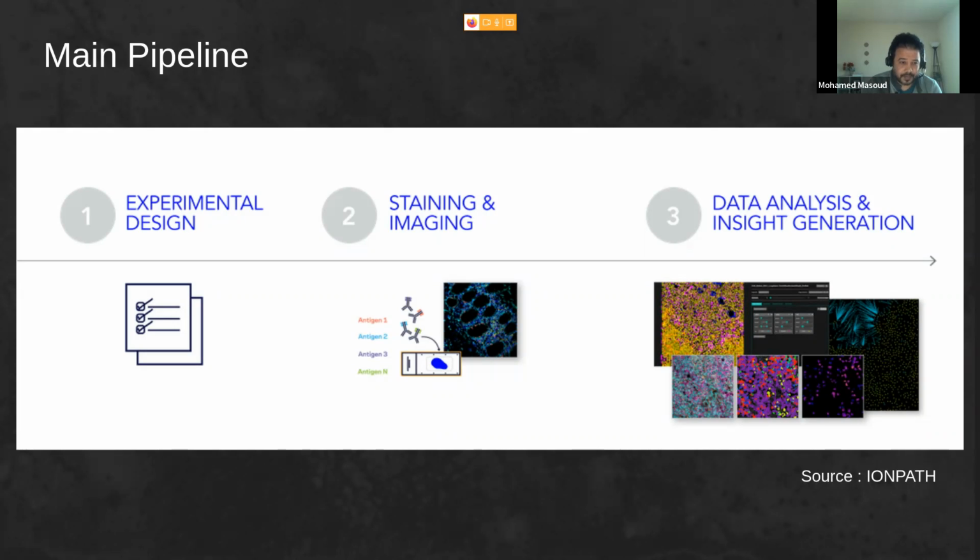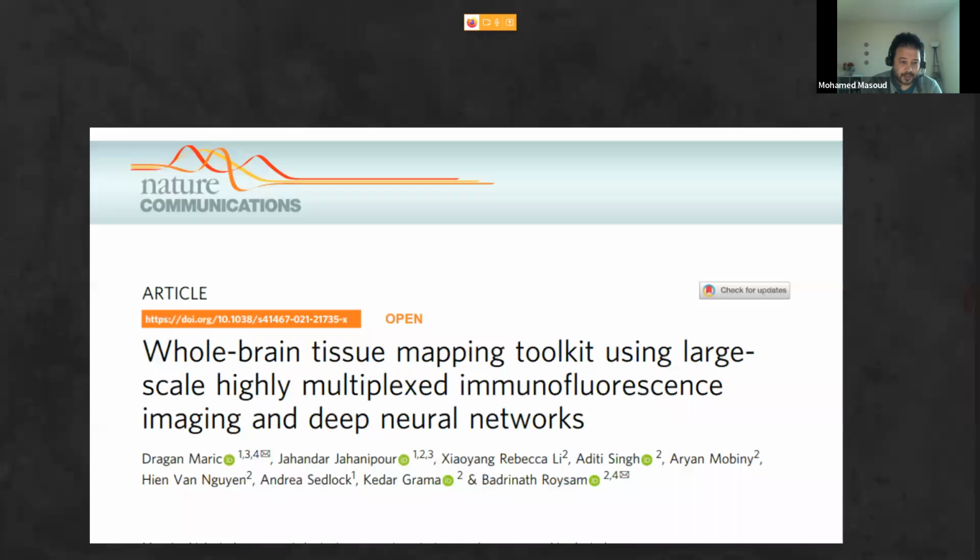So our case study today will be a paper published in Nature Communications, which is Whole Brain Tissue Mapping Toolkit Using Large-Scale, Highly Multiplexed Immunofluorescence Imaging and Deep Neural Networks. This paper came out last year, 2021. The authors are trying to address mainly the challenge of bringing multiplexed imaging to brain tissue.